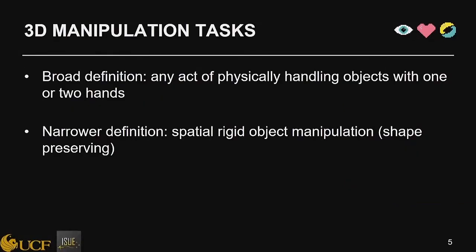So when you think about 3D manipulation tasks, what we're really talking about from a broad perspective is the act of physically handling an object with one or two hands. A narrower definition would then be spatial rigid object manipulation, and that includes shape preserving, which is not necessarily a requirement. Sometimes you want to change the shape of an object as part of a manipulation, and that certainly is something you can do. But a lot of times when we're talking about pure selection and manipulation, we're talking about simply translation and rotation without scale. Most of the techniques I'm going to talk about don't do scale, but I do have a couple that do.